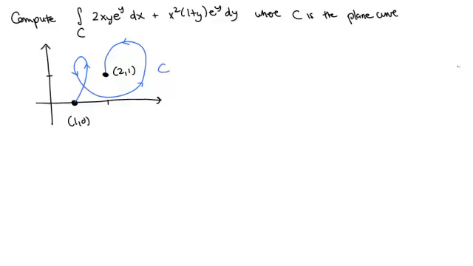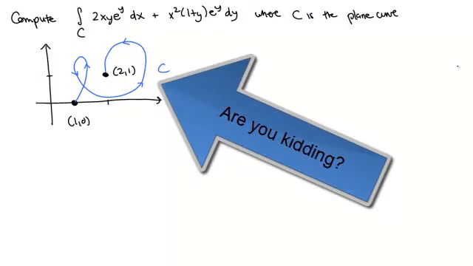Compute the line integral of 2xy e to the y dx plus x squared (1 plus y) e to the y dy, where C is the plane curve indicated below. Now, the first thing I would do when I see this is notice that there's no way in heck that we're ever going to be able to parameterize this.